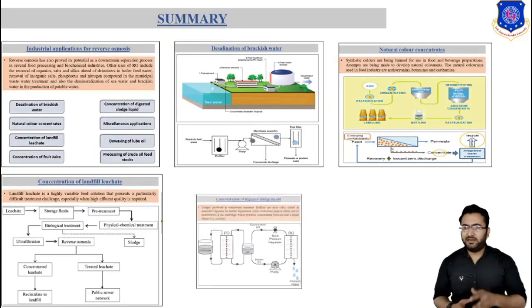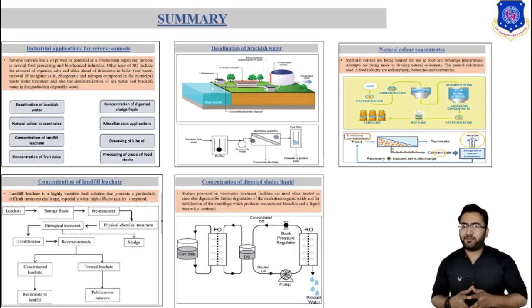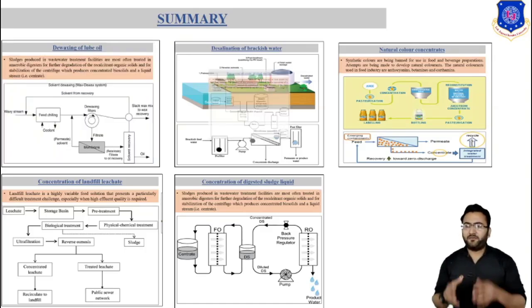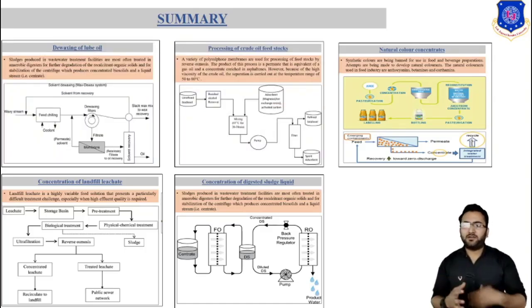So in this lecture, we discussed various industrial applications of reverse osmosis such as desalination of brackish water, concentration of digested sludge liquid, natural color concentration, concentration of landfill leachate, dewaxing of lube oil, and processing of oil feedstock. So these are all applications of reverse osmosis. So this is all about today's lecture. In the next lecture, we are going to discuss nanofiltration and the concept of nanofiltration.